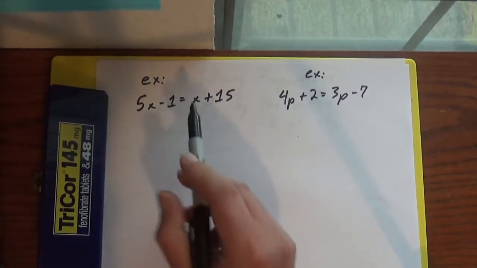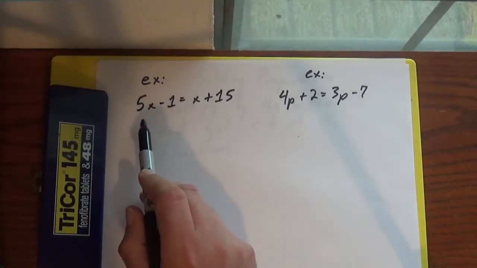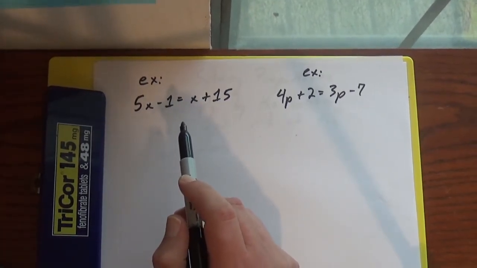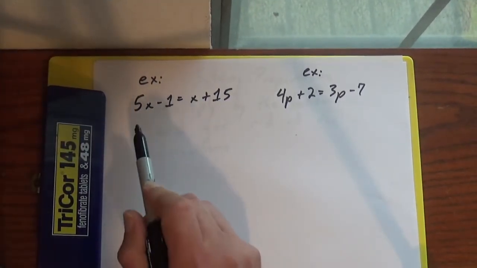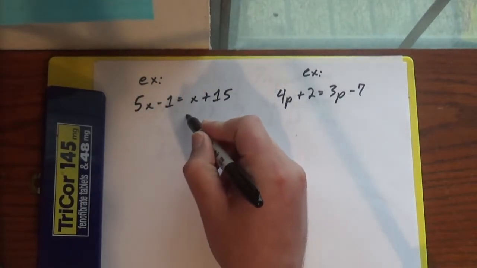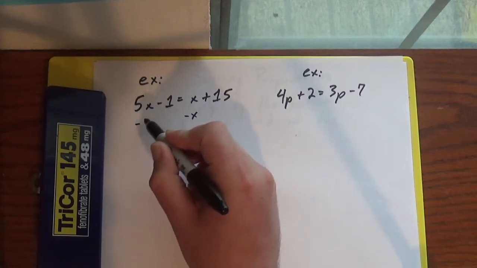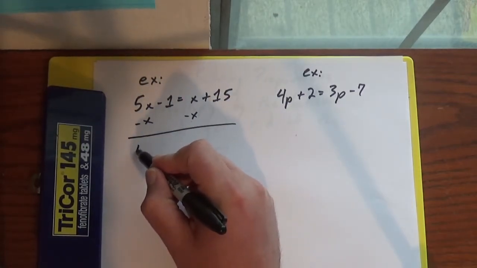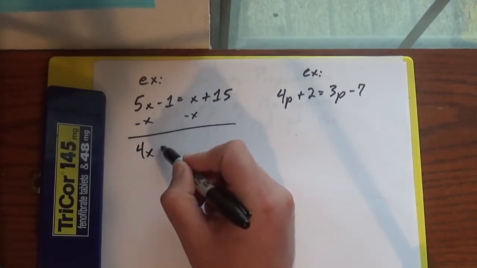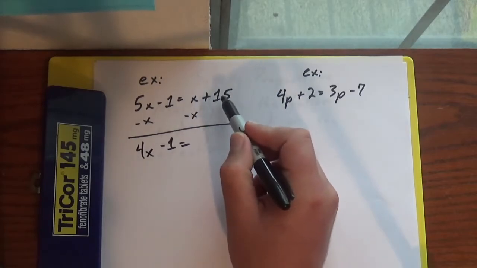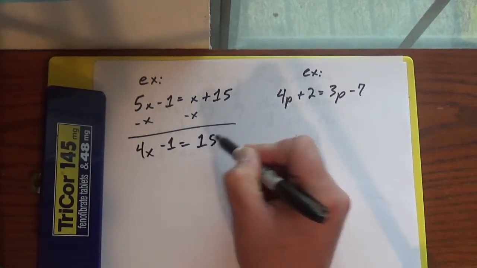Now, on this one, you can see we've got more x's on the left than we do on the right. A lot of my students don't really like messing with negative numbers, so since I got more of them on the left, I'm going to move them all left. So I'm going to subtract here and subtract here. 5 minus 1x is 4x. This comes down, my equals comes down, these are gone, and my 15 comes down.